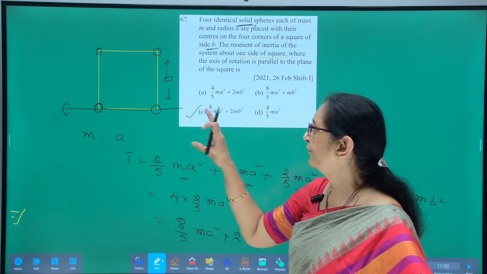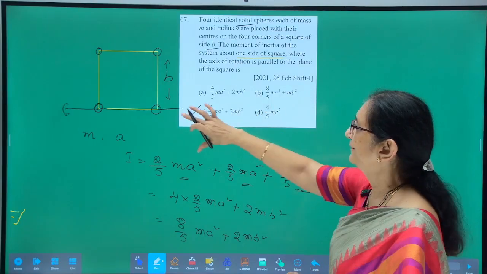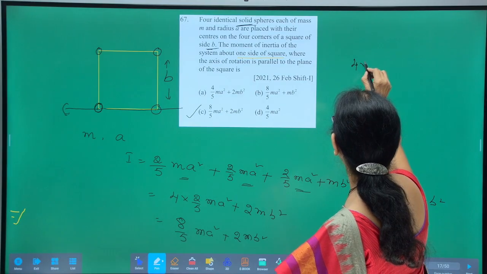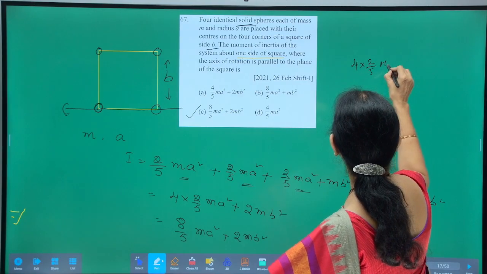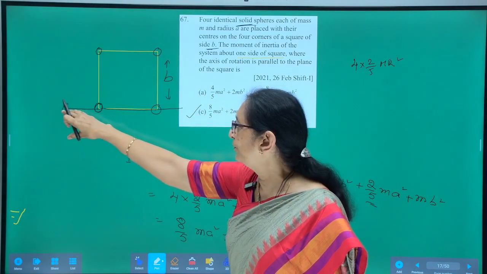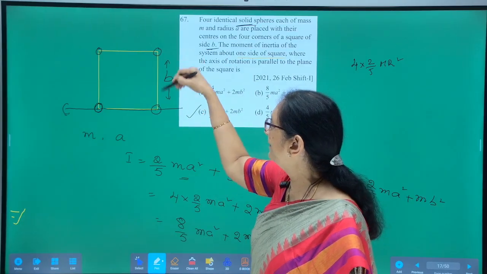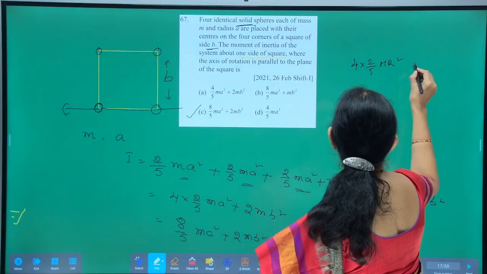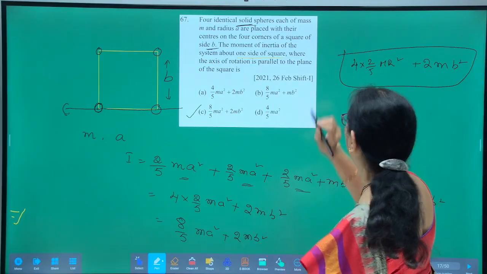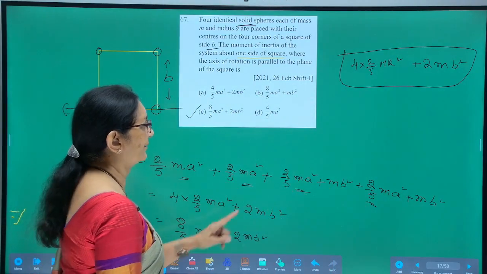Actually, if that is the situation, we can directly go for just 4 isolated spheres, 4 into 2 by 5 mr square. Then, if you treat them as particles, you have to find out the moment of inertia of the particles about this axis: mb square plus mb square, that is 2 mb square. So, it is 8 by 5 mr square plus 2 mb square. Straight away you can answer that problem.